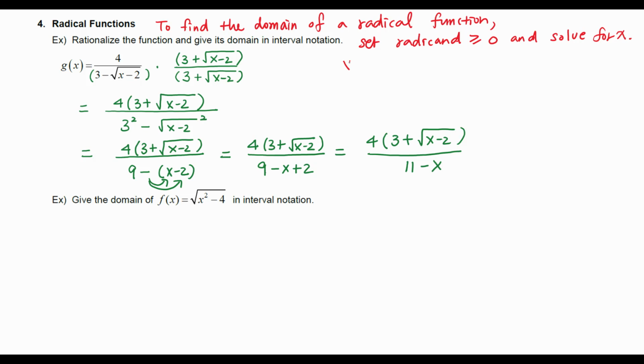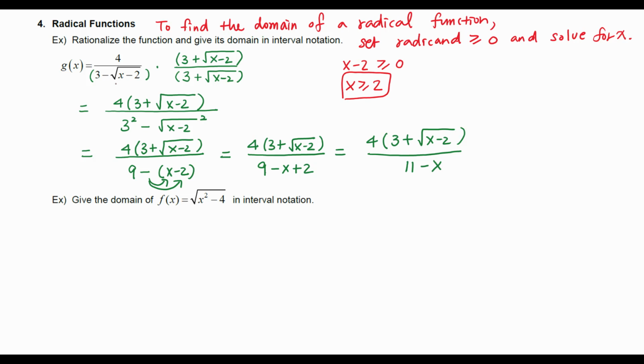So I want x minus 2 to be greater than or equal to 0. When I add 2 to both sides, I see that x has to be greater than or equal to 2 for this function to make sense. However, because this is also a rational function, my denominator cannot be 0. So maybe not all x greater than or equal to 2 is good.